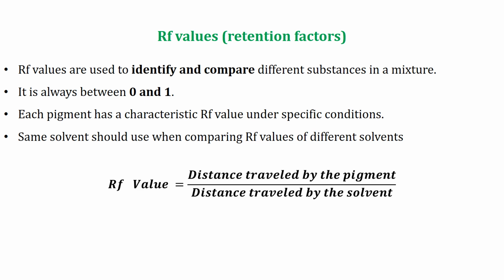Each pigment has a specific Rf value. You calculate it using Rf equals distance moved by the pigment divided by distance moved by the solvent. Always compare Rf values using the same solvents.